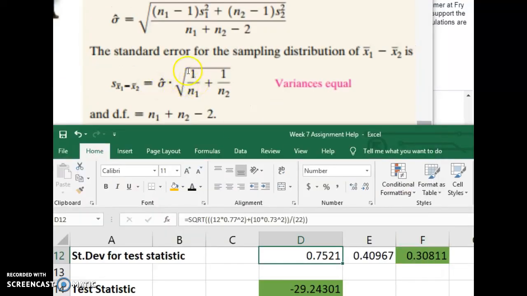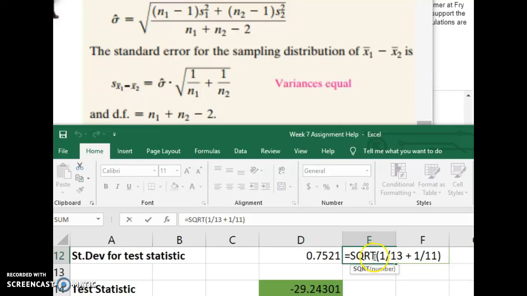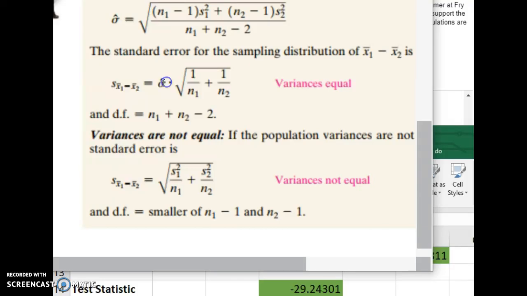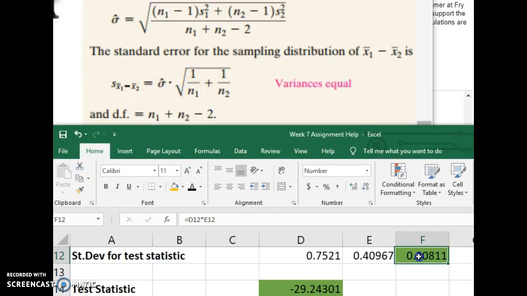Which is right here, the 1 divided by the first sample size plus 1 divided by the second sample size. And I'm doing that in my next box here in Excel. So 1 divided by 13 plus 1 divided by 11. Take the square root of all of that. So I have my two values here that I'm going to be multiplying together to get that standard error. And that's what I do here. I'm just taking those two values, multiplying them together, and that's my standard error.